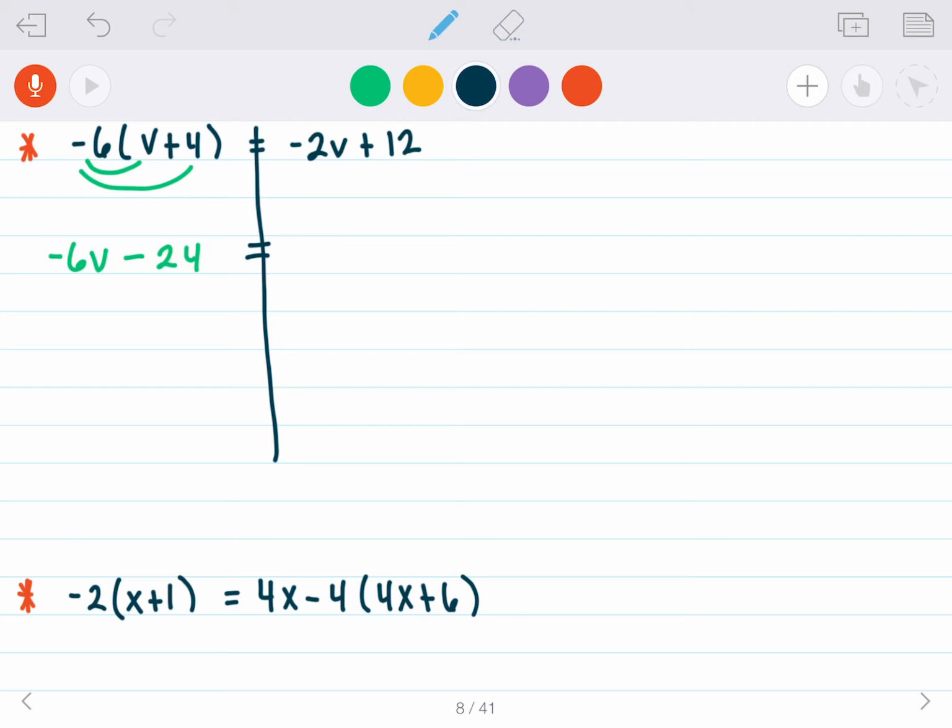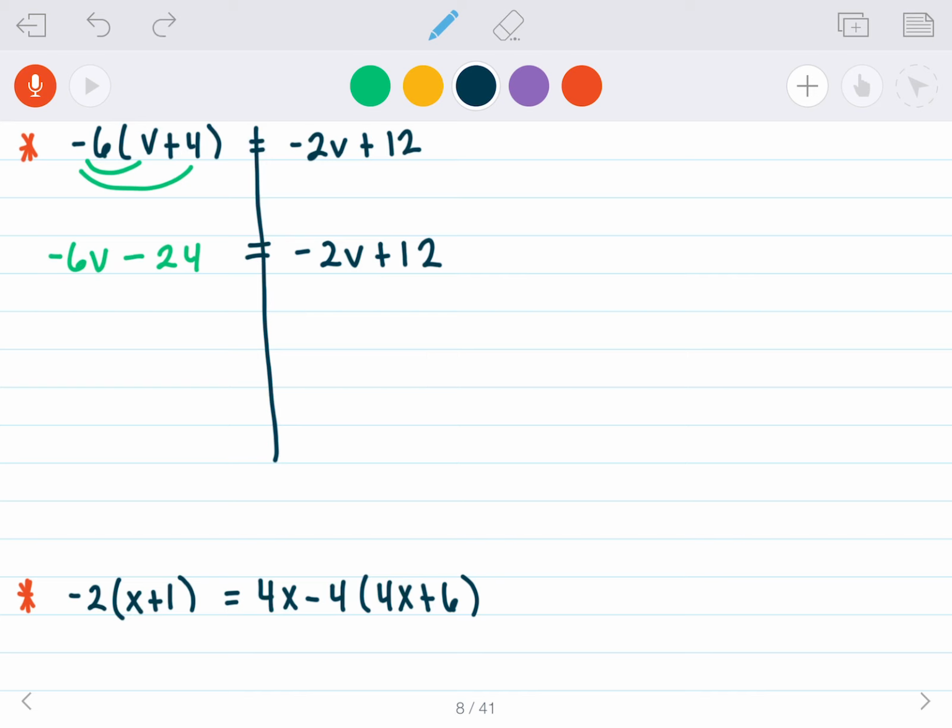Step 2 says, hey, if you have like terms on the same side, go ahead and combine them. Well, this is the same side. Do I have like terms? No, I have a v and a constant. On this side, do I have like terms? No, I have a v and a constant.